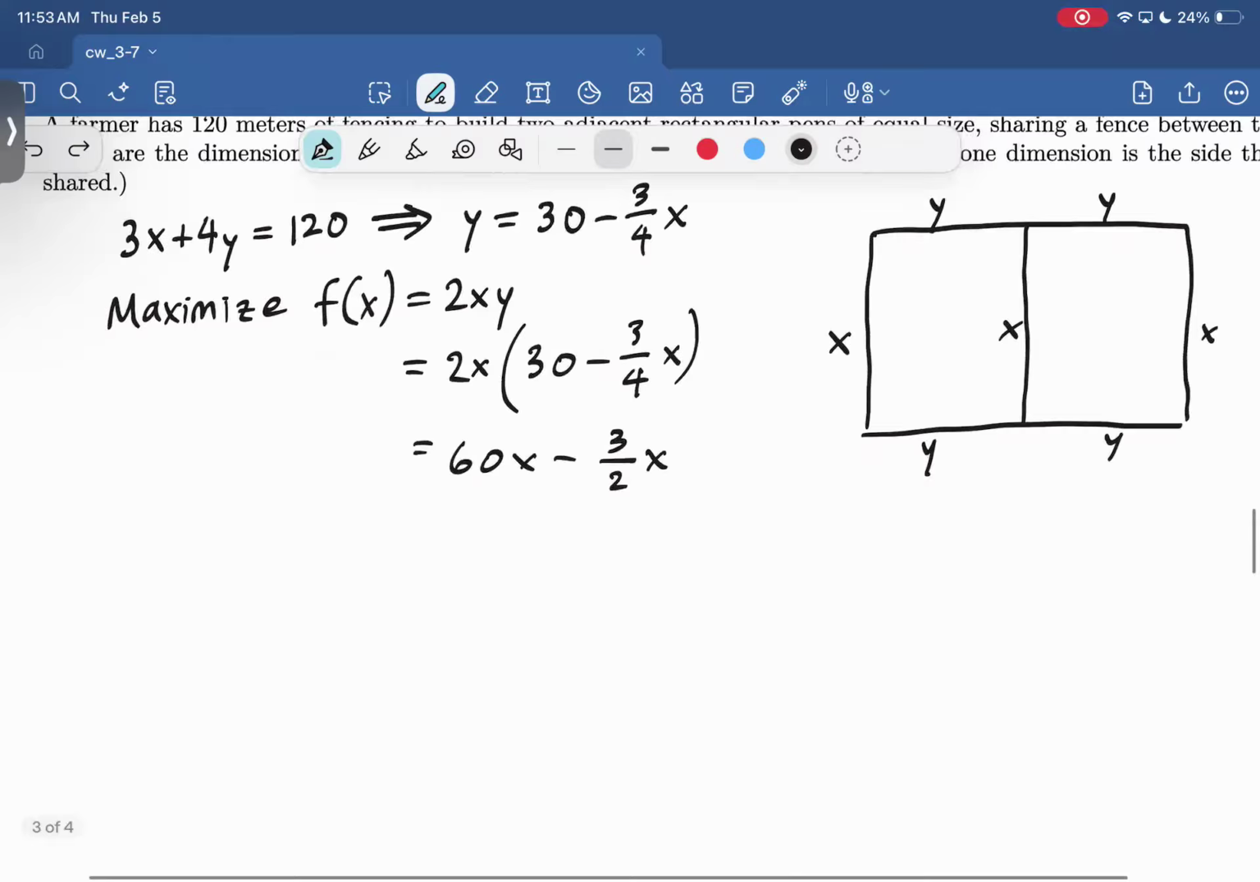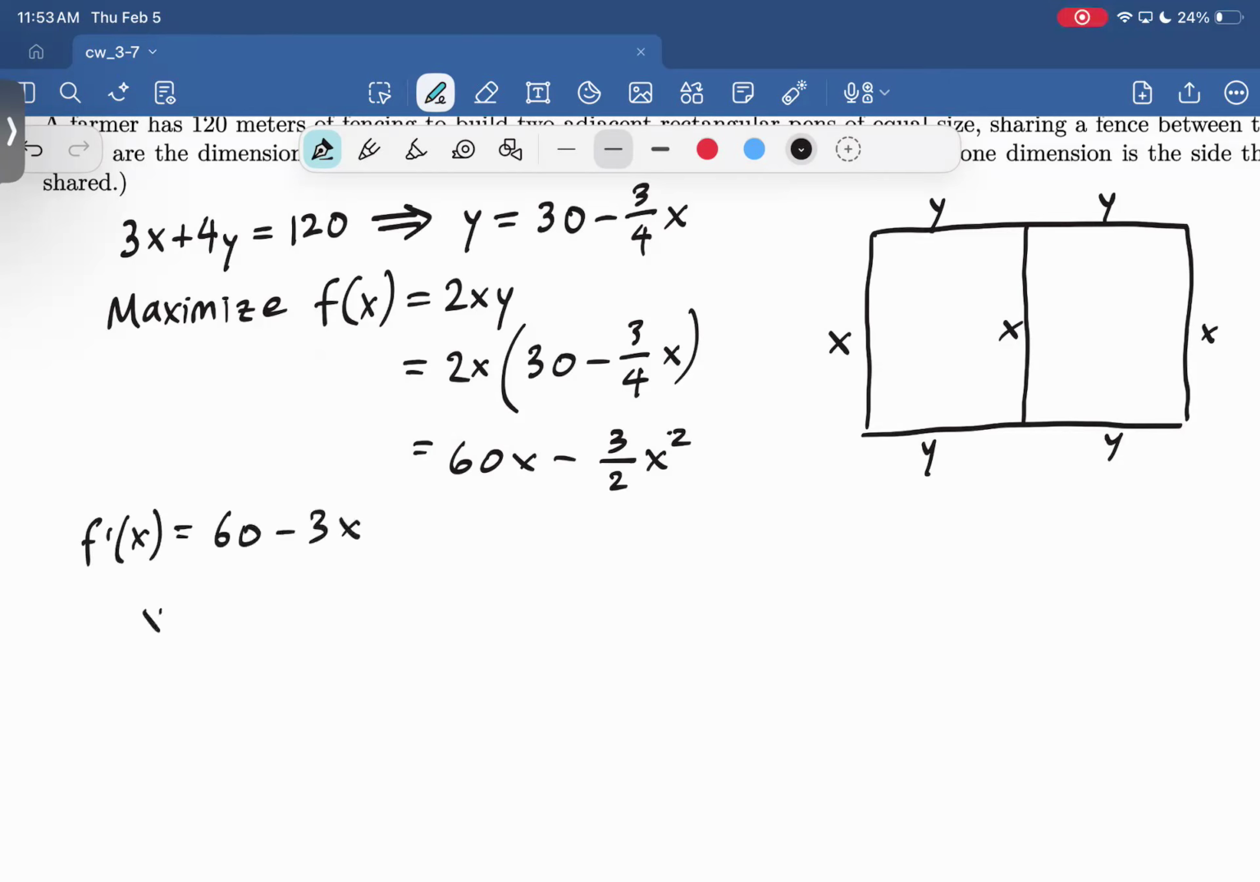Okay, so we want to find the, sorry, I forgot the x squared. We want to find the critical point, so we need to find the derivative, which is 60 minus 3x. So x equals 20.